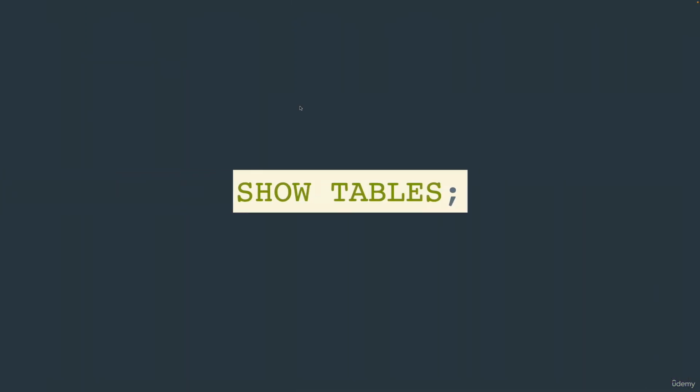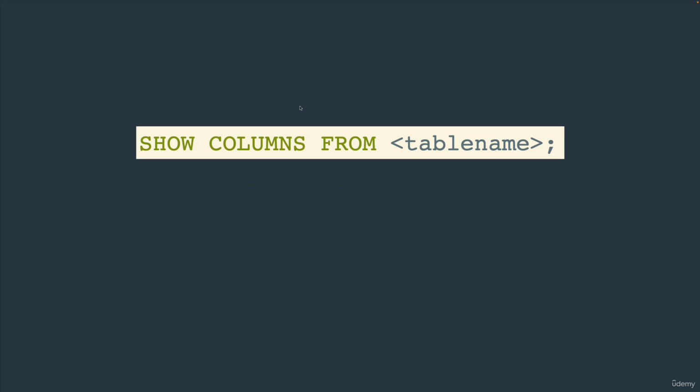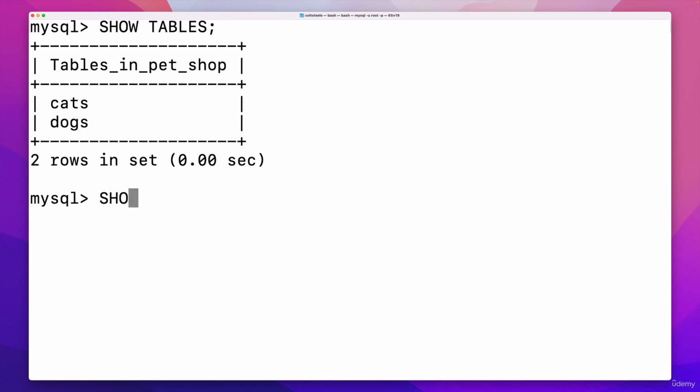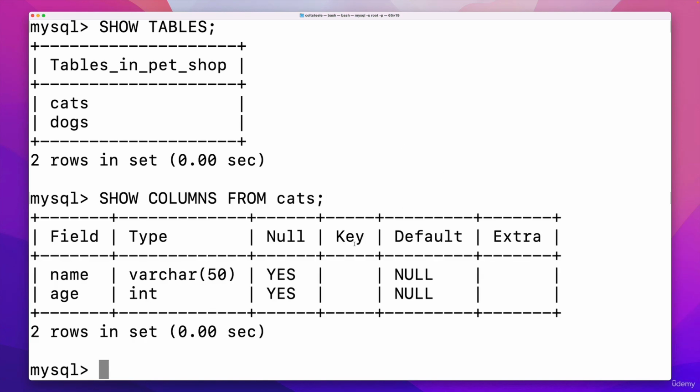But what if I want to know more about the tables? Are they correctly formed? What are the column names? I can use a command called show columns from, and then the name of a table. So show columns from cats. And there we go. There's some extra information over here we're going to learn about very soon. Null and key and default. But you'll see we have the name of the field. It's just called field. So name or age. And then their type. varchar50, integer.